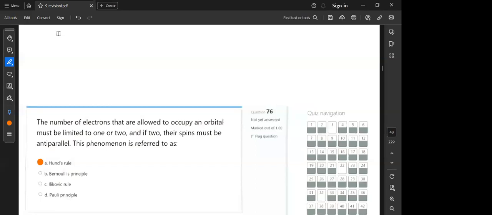Pauli's principle can still deal with spin. Hund's rule is the one we use when we are naming, like 1s, 2s, whatever. Is that what would be Hund's rule? Not really. Okay, what are quantum numbers? Basically, those numbers that we used to give them.